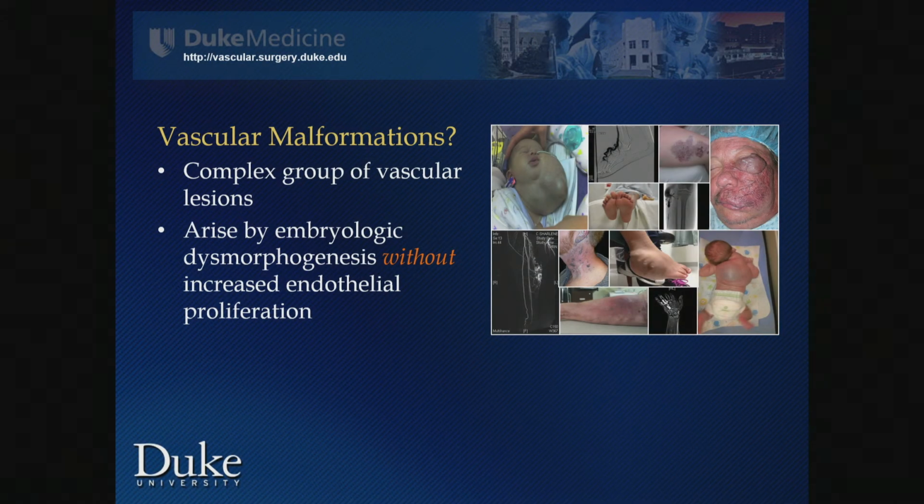So let's start by talking about what vascular malformations are. These are a complex group of vascular lesions that arise by embryologic dysmorphogenesis without increased endothelial proliferation. And you'll understand the importance of that a little more when we get to talking about the difference between vascular malformations and hemangiomas or vascular tumors.